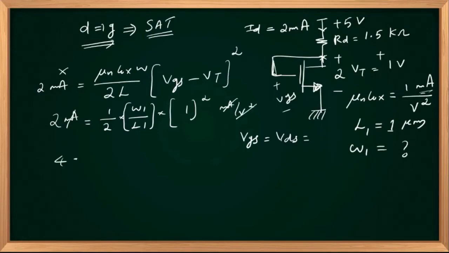So 4 equals W1 by L1. L1 is 1 micro. So W1 in micro should return a 4. So W1 should be 4 micro. Right, 4 micro. Very good.